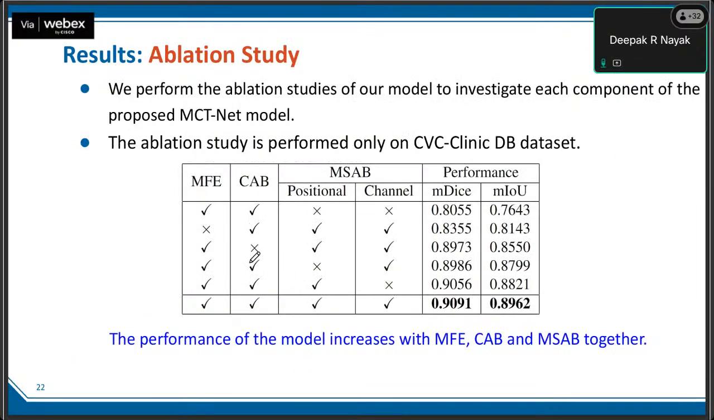And here are just some of the results of the ablation studies which we performed to check the importance of each of the individual components like MFE, CAV, and MSAB, right? So we've already seen all these things. In case of this modified self-attention block, there are two types of attention. If you remember, one is positional and one is channel based, right? So earlier we've seen the positional self-attention mechanism, and here it is actually the channel based self-attention mechanism, right?